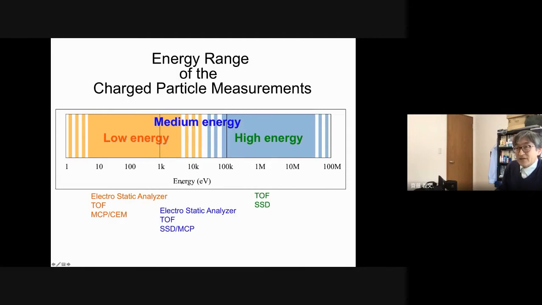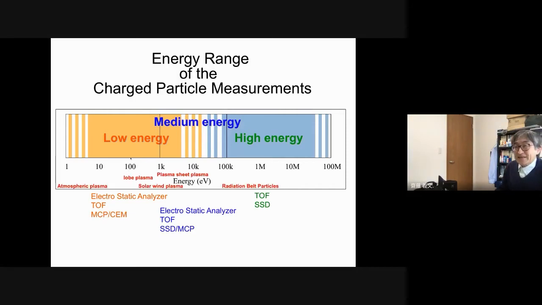At present, the instruments for these three energy ranges are developed separately by separate groups. I hope in the future, instruments to cover all the energy ranges will be developed. But anyway, at present, different groups are developing different instruments for different energy ranges.